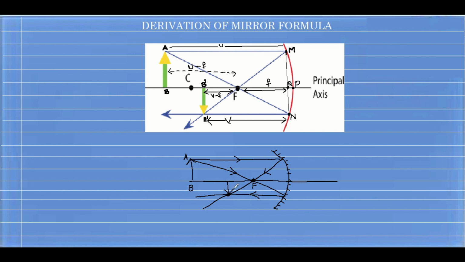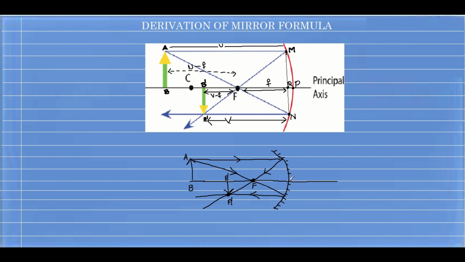This is the formation of the image. At that point, the image will appear. In the concave mirror, the image here will be real and inverted. Sorry, I said virtual, but it is real and inverted. So this is the basics of how to form a ray diagram.